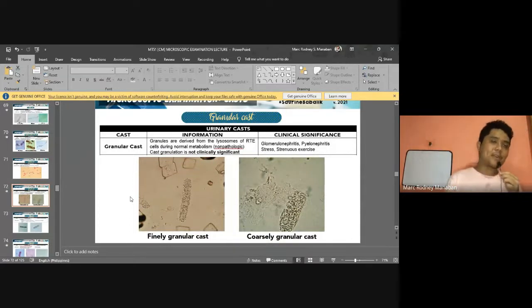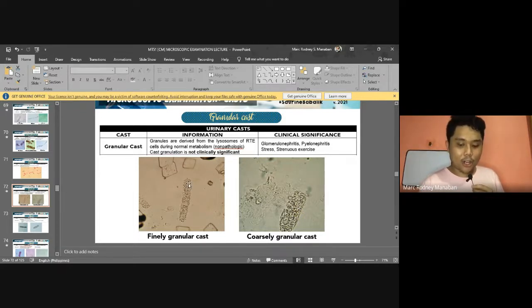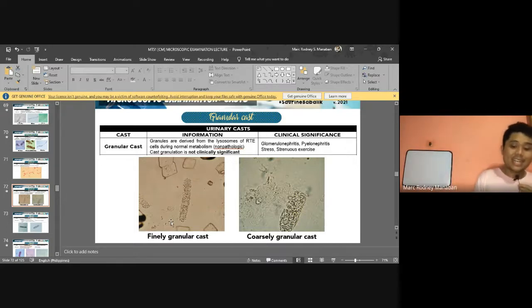For granular casts, remember this is part of the normal degeneration of casts. It follows cellular casts: after cellular cast, the cells will disintegrate, leaving remnants that are rather coarse. These granules come first as coarse granular. With further disintegration, they form smaller granules, which become the finely granular cast.